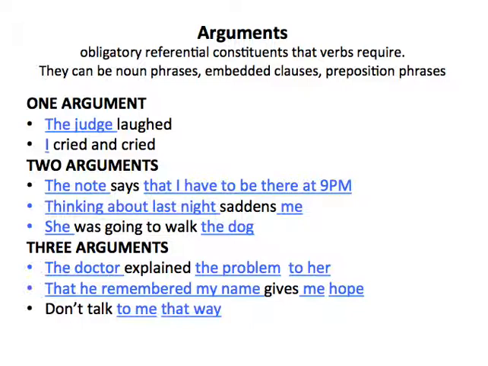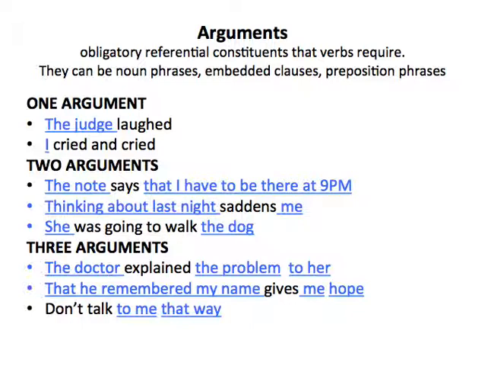So we're looking at the verb walk, and you can have walk as a one argument verb. She walked. But we also have this particular expression of walking the dog, so we need two arguments. So verbs often can have either one or two arguments. If we look at three arguments, these tend to be the kinds of verbs that have a direct and indirect object. So the doctor explained the problem to her. So we've got three arguments.